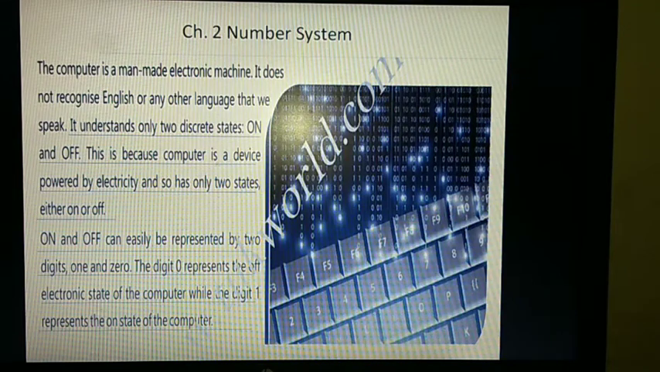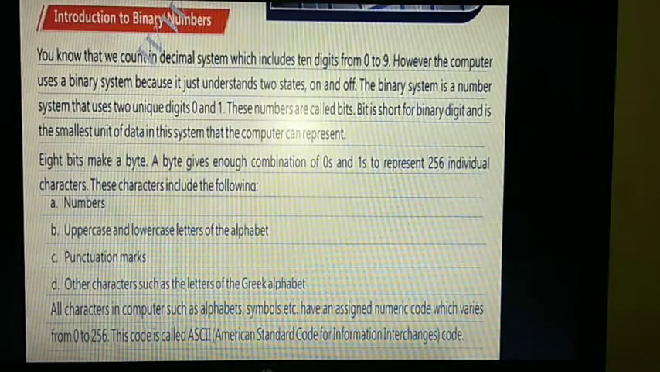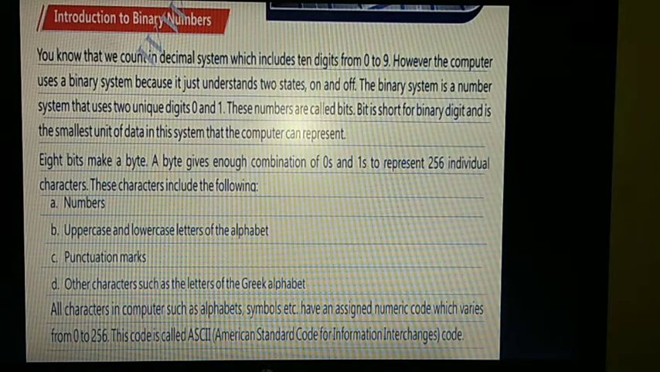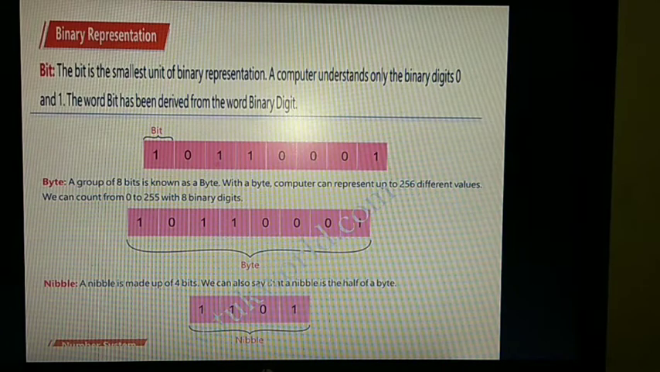Hello students, in my previous video I had started with chapter number 2, that is number system. In that video I covered a few topics. I'll just recall those topics: introduction to number system, introduction to binary numbers, binary representation. I have given you the definition of bit, byte and nibble in this.